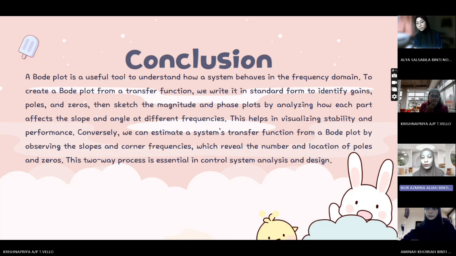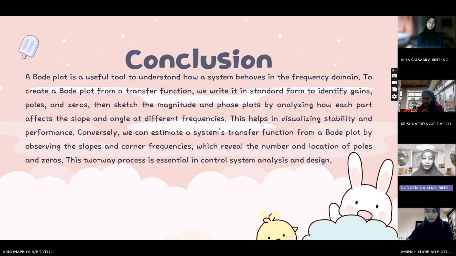The conclusion of our discussion for these two questions is Bode plot is a useful tool to understand how a system behaves in the frequency domain. To create a Bode plot from a transfer function, we write it in a standard form to identify gains, poles, and zeros. Then we sketch the magnitude and phase plots by analyzing how each part affects the slope and angle at different frequencies. This helps in visualizing stability and performance.